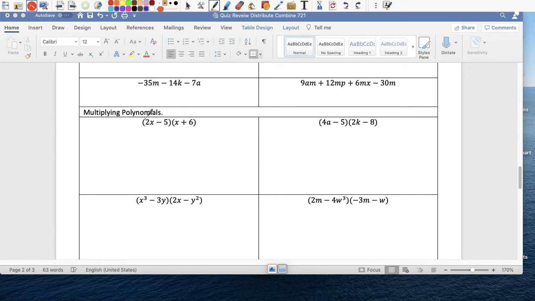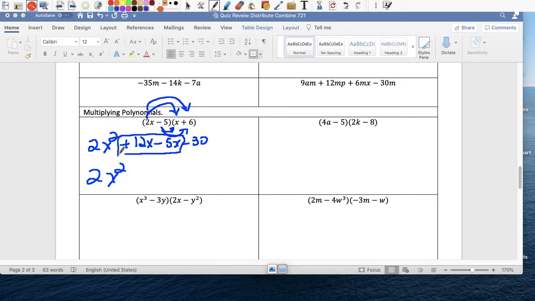So the first thing we're going to do is this one. 2x times x is 2x squared. 2x times 6 is 12x. Negative 5 times x is negative 5x. And then negative 5 times positive 6 is negative 30. Combine like terms? Yes, we can. These two can be combined, and that's going to give me positive 7x minus 30. Those are the only two terms that can be combined.